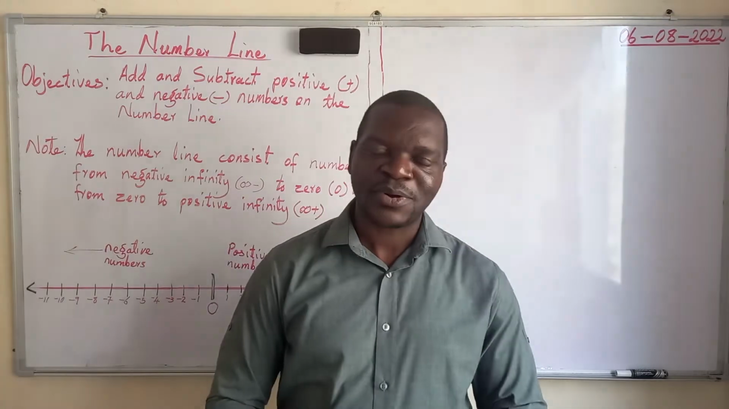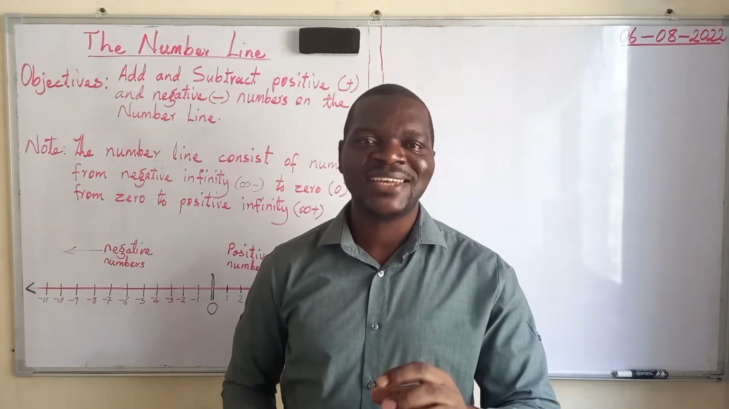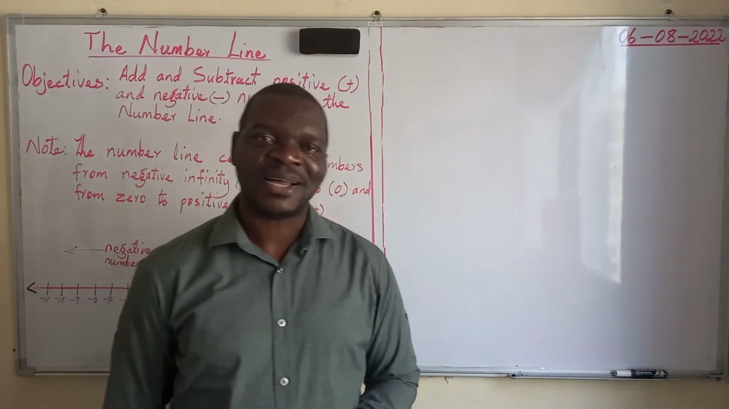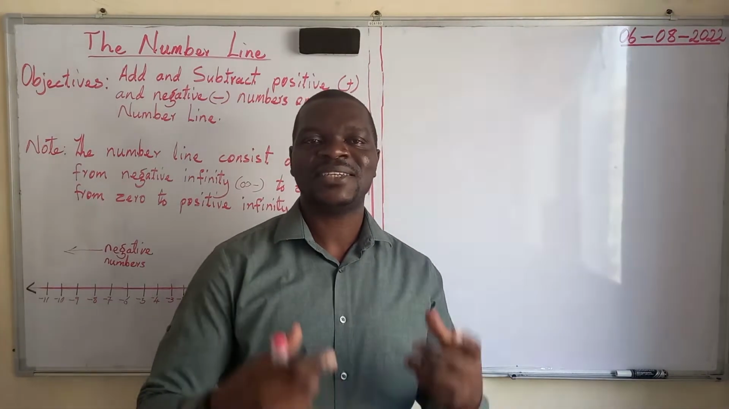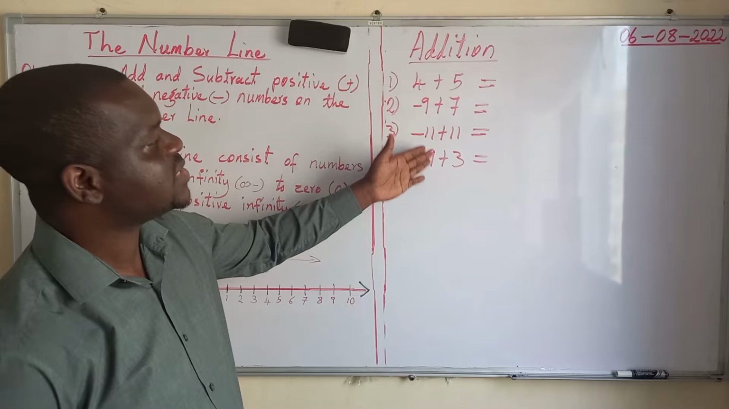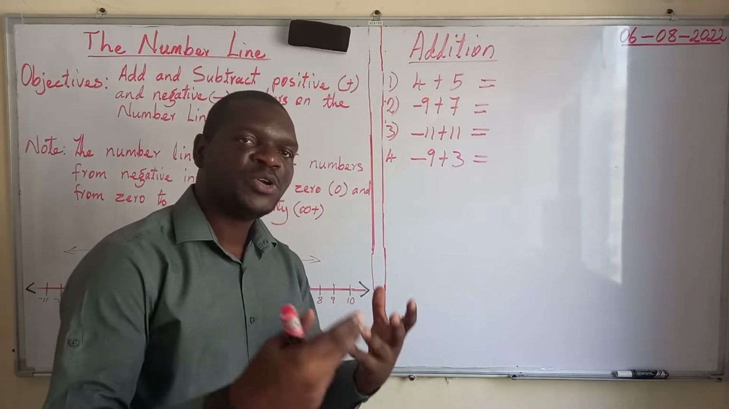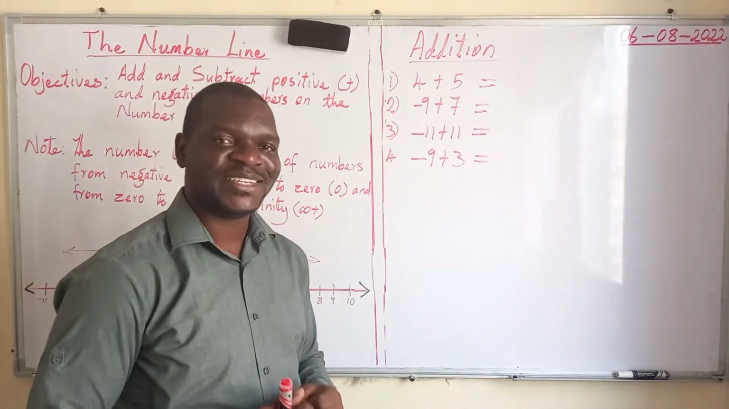Today our focus is how do we add or subtract numbers using this number line. Let's go into examples so that we can practically solve and understand better. These are some examples under addition. How do we add negative and positive numbers using the number line?